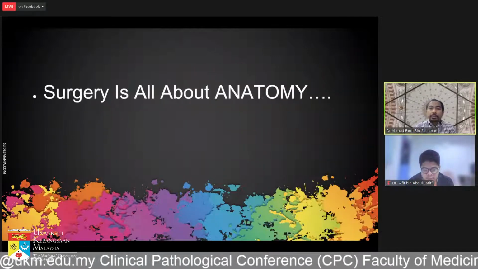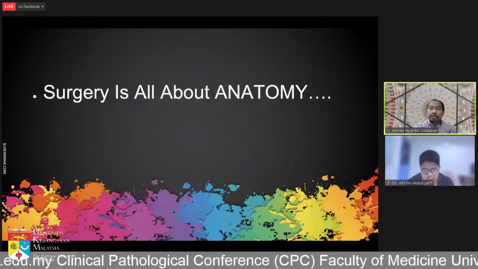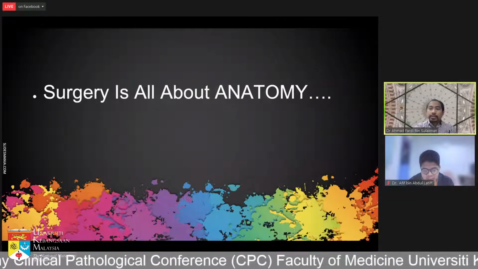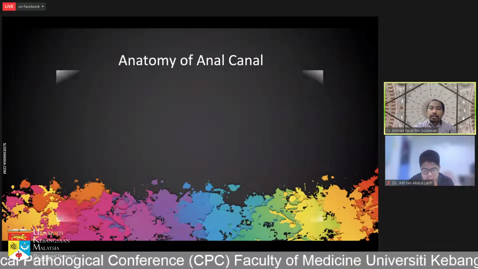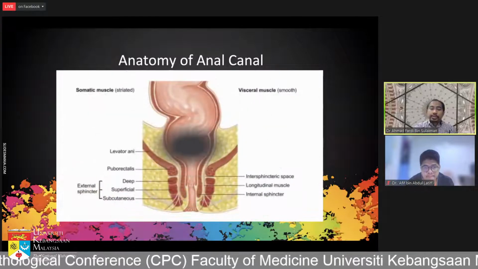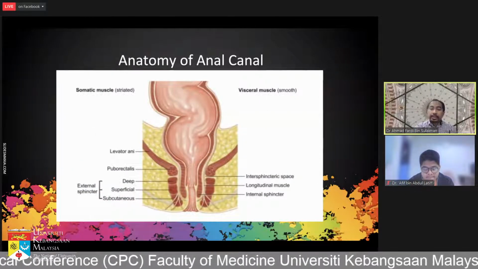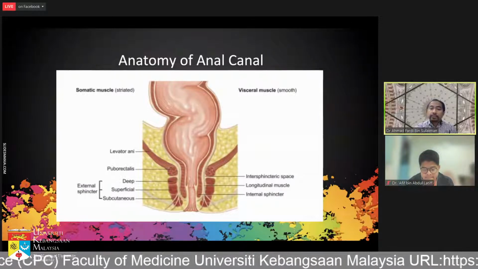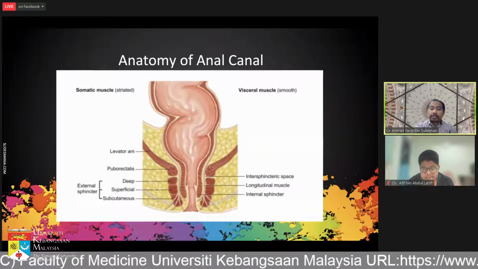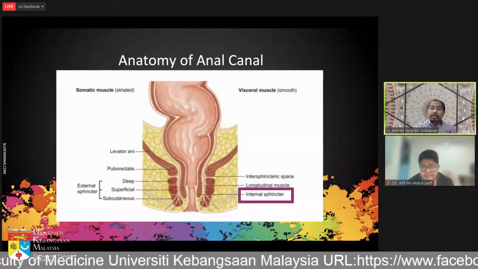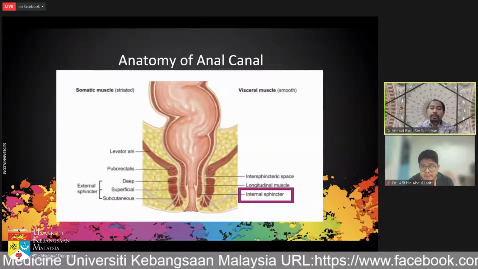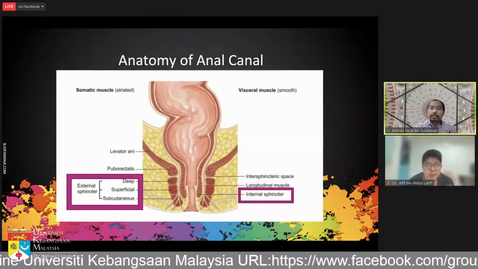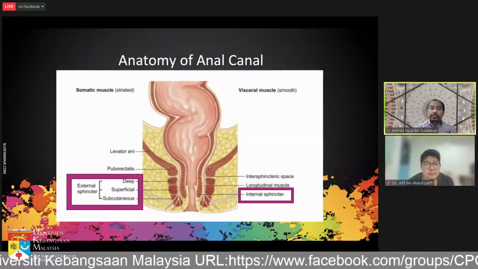Before I talk further, we have to understand that surgery is all about anatomy. What I would like to share is the anatomy of the anal canal. So, what are the structures that are potentially involved in the sphincter injury? As I highlight here, there are two main sphincters, as I said, the internal sphincter and also the external sphincter.